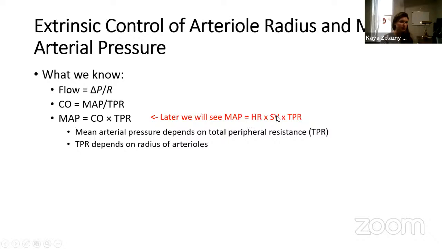So later we'll expand this out more and we'll see that MAP is equivalent to our heart rate times our stroke volume, because heart rate times stroke volume is our equation for cardiac output. This is why your extra credit was to go back over chapter 13, multiplied by TPR. Okay. So our mean arterial pressure is going to be dependent on our total peripheral resistance, and our total peripheral resistance is dependent on the radius of those arterioles.